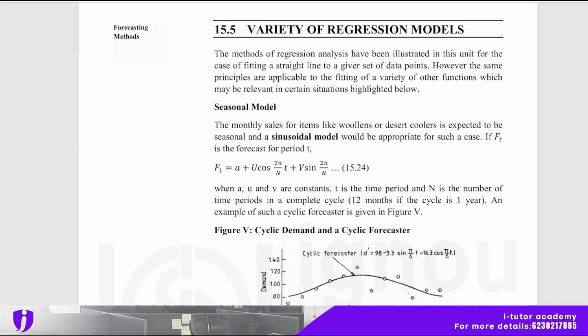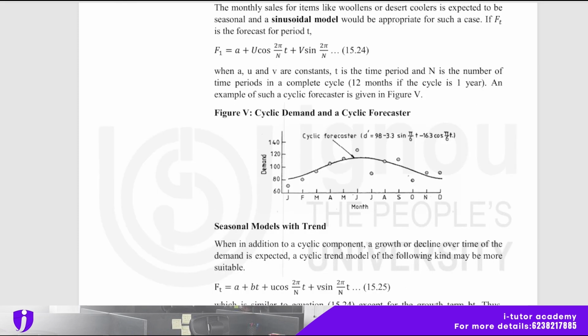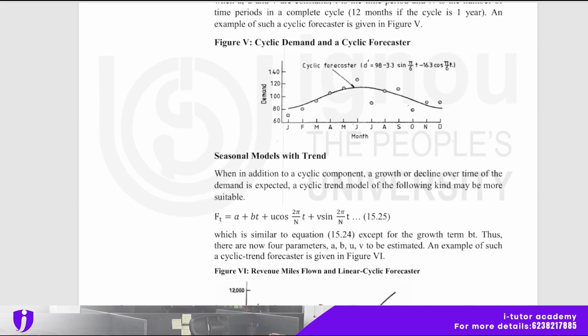In a seasonal model, the monthly sales for an item like a woolen or a desert cooler is expected to be seasonal, and a sinusoidal model would be appropriate for such cases. So this is the cyclic demand and cyclic forecast. The picture is here, that is chart-based figure, and a seasonal model with the trend.